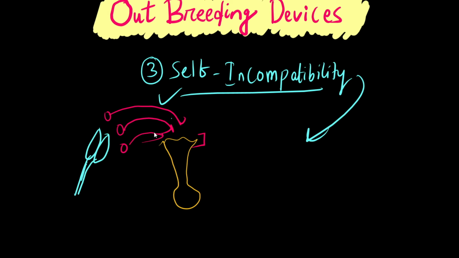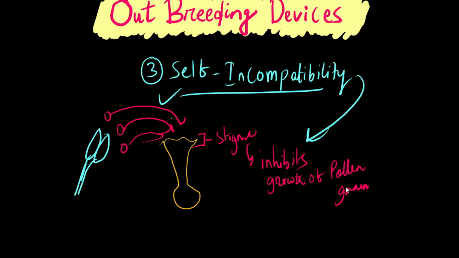What the stigma actually does is inhibit the growth of the pollen grain. As a result, pollination doesn't occur in this case. Simply speaking, self-incompatibility means that the stigma doesn't allow the pollen grains to grow or germinate on its surface. As a result, pollination fails. This is one kind of device. Let's move to the next type of device.